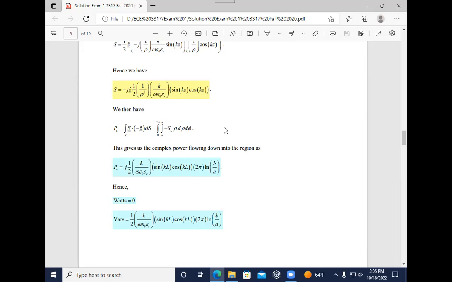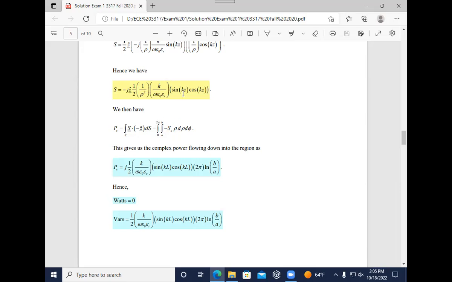Now I can write on the board, but let me just say it in words first. Maybe that's enough to say it in words, but if you want, I can write it on the board. So you're plugging everything in front of the z hat right into here and integrating. Now you've got a double integral because rho is going from A to B, and phi is going from 0 to 2 pi, right?